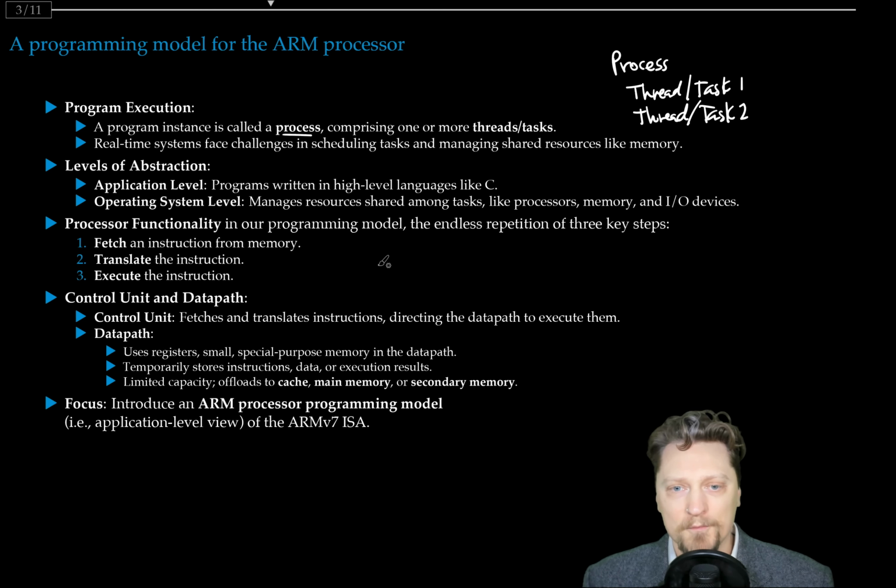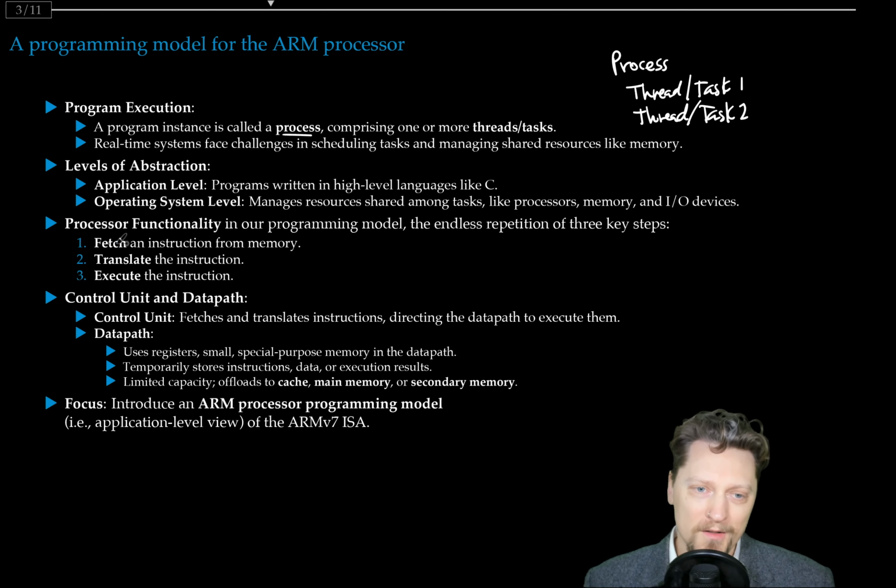Processor functionality. In our programming model, the endless repetition of three key steps. Step 1, fetch an instruction from memory. Step 2, translate the instruction. Step 3, execute the instruction. And then go back to step 1, fetch a new instruction from memory, translate the instruction, execute the instruction. This is how the processor functions in our programming model, the model that we're using as our understanding of what the processor is doing in order to write the programs effectively.